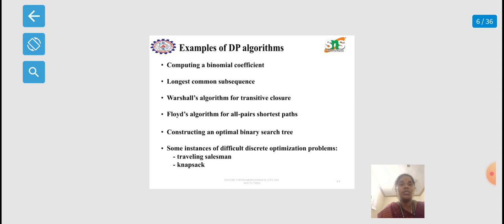Examples of dynamic programming algorithms are computing a binomial coefficient, longest common subsequence, Warshall's algorithm for the transitive closure, Floyd's algorithm for the all pairs shortest path, and constructing an optimal binary search tree. Some instances of difficult discrete optimization problems are the traveling salesman problem and the knapsack problem.